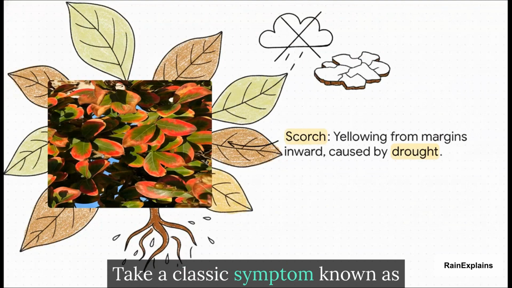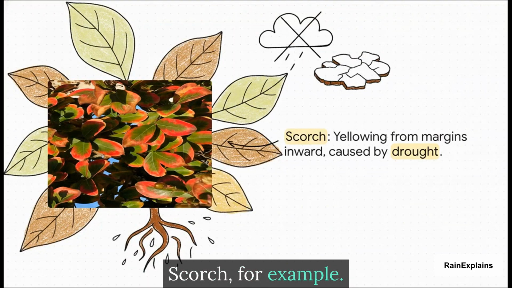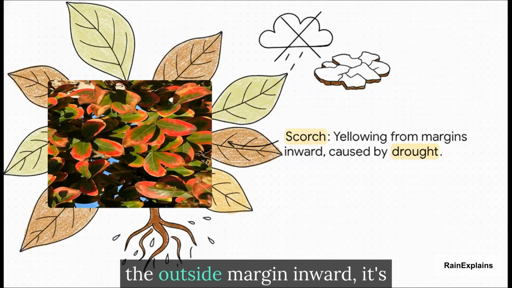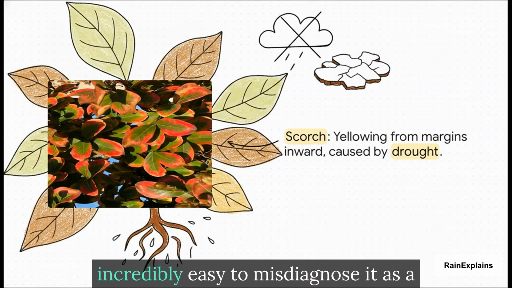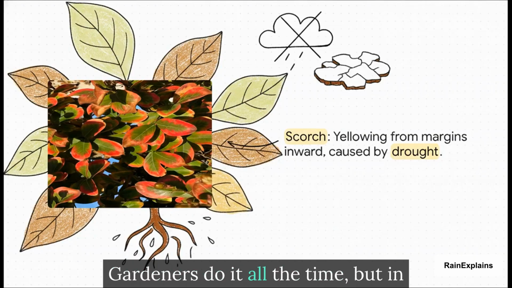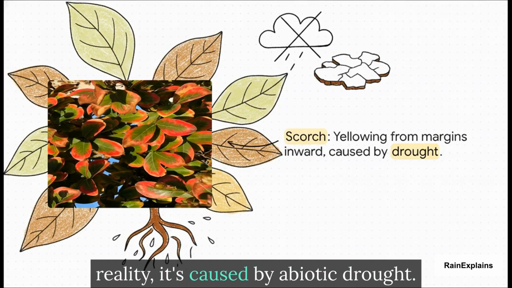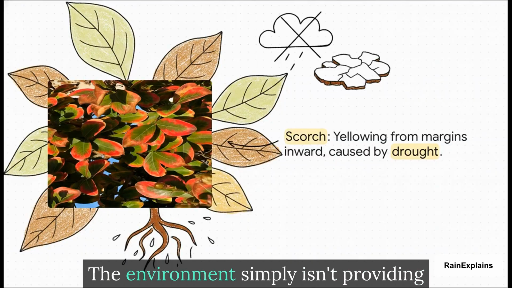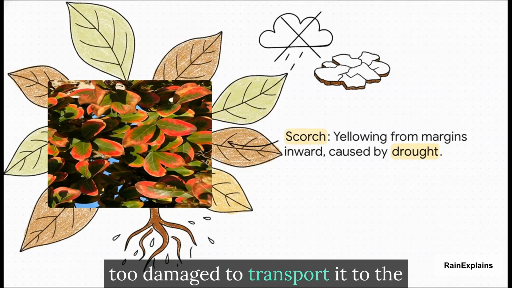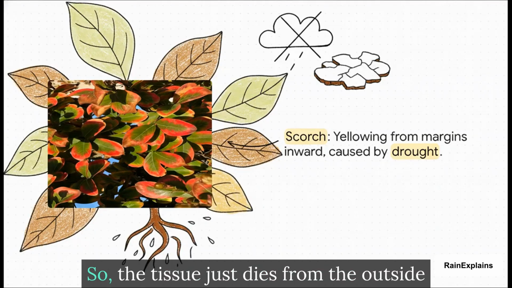Take a classic symptom known as scorch, for example. When you see a witch hazel leaf with yellowing and browning moving from the outside margin inward, it's incredibly easy to misdiagnose it as a fungal pathogen. Gardeners do it all the time, but in reality, it's caused by abiotic drought. The environment simply isn't providing enough water, or maybe the roots are too damaged to transport it to the edges of the leaves, so the tissue just dies from the outside in.